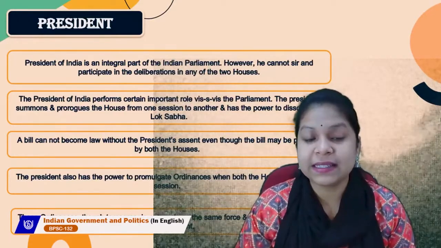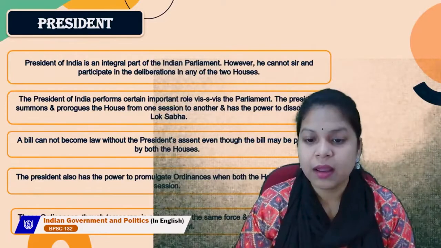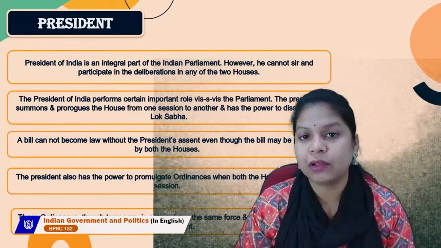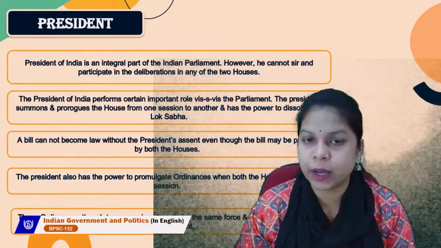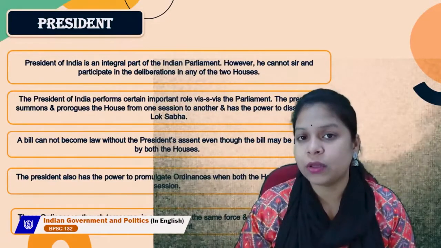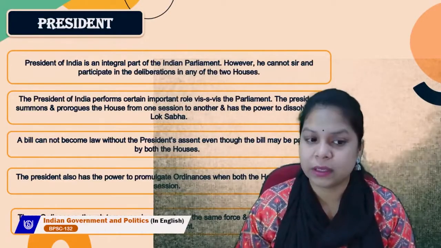The President summons and prorogues the House from one session to another and has the power to dissolve the Lok Sabha. As we talked about the dissolution of Lok Sabha in our previous slide, the power remains with the President, who can dissolve the Lok Sabha.